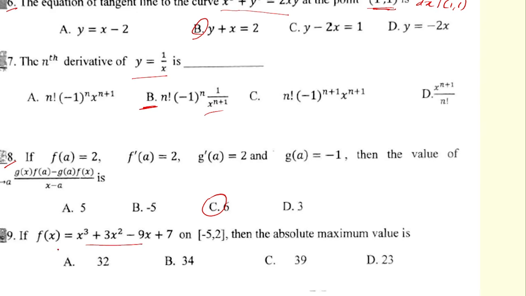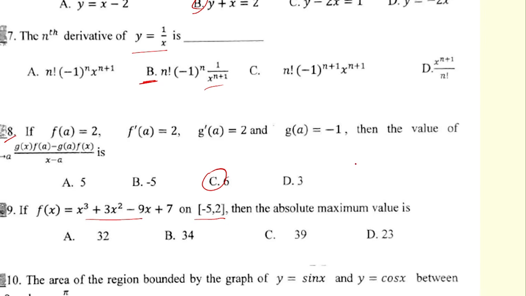Question number 9. A polynomial function f of x on the interval minus 5, 2. Then absolute maximum value. Simply, a polynomial function is always differentiable, everywhere differentiable. So for the critical numbers, to get absolute maximum and minimum, first we need to find the critical number. So what's f derivative at x? The derivative of the polynomial function, 3x squared plus 6x minus 9. Then the critical numbers means this value being 0.